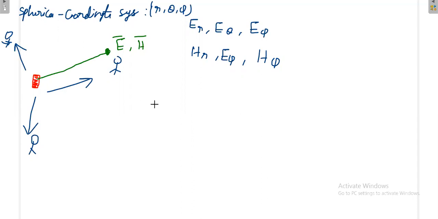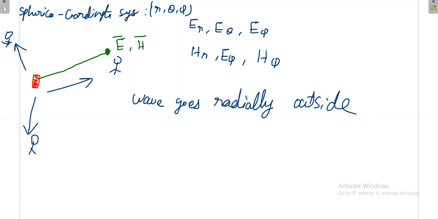The wave goes radially outwards. Once you imagine it properly, the wave goes radially outwards. That means the wave goes in the direction of a_r cap.